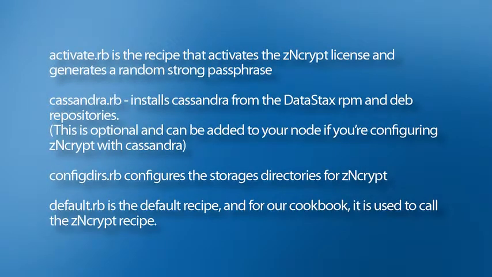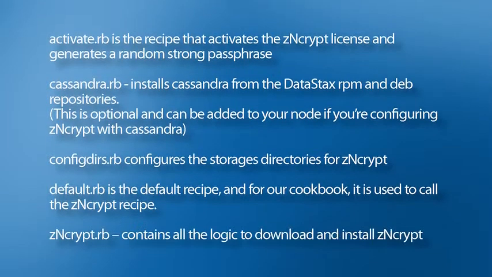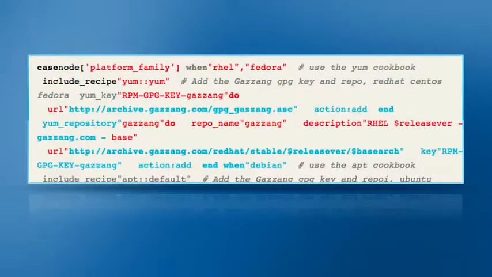Default.rb is the default recipe, and for our cookbook, it's used to call the zEncrypt recipe. zEncrypt.rb contains all the logic to download and install zEncrypt. Let's take a look at some of the components of the zEncrypt.rb code. The first section of the Ruby code is setting up both yum and apt to use the Gazang repository.